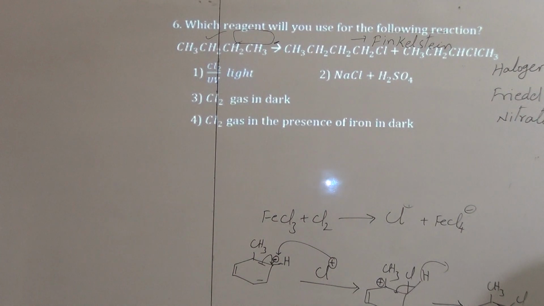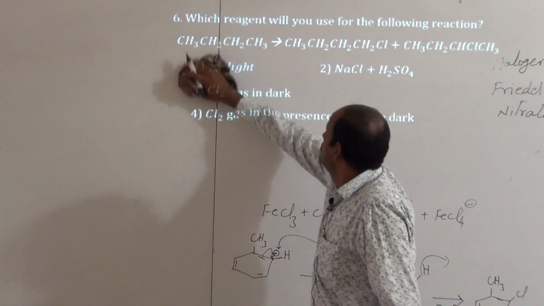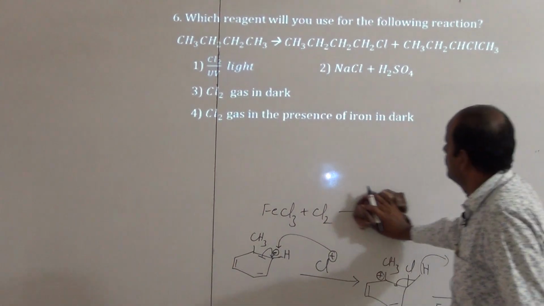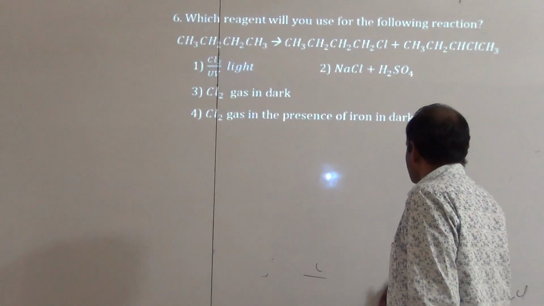Which reagent will be used for the following reaction? So they gave here a reaction, that is CH3CH2CH2CH3.